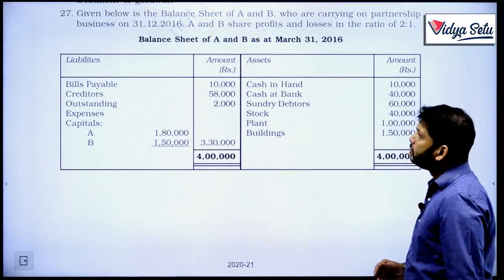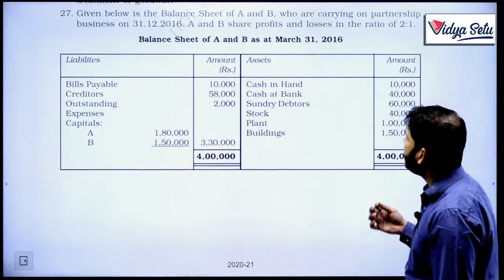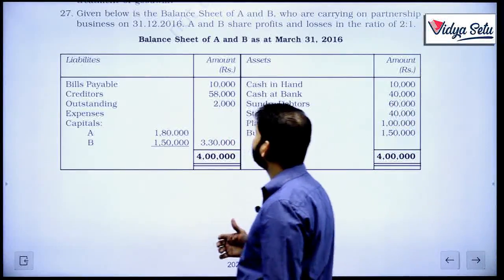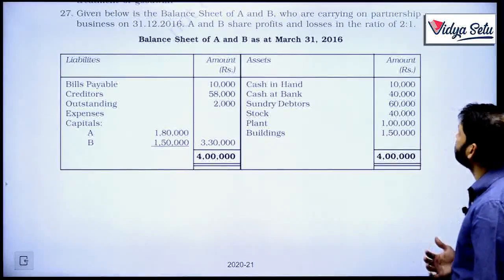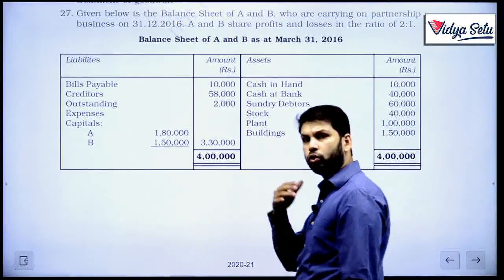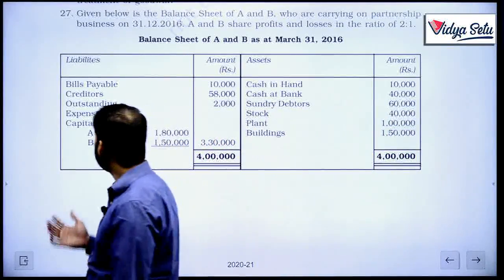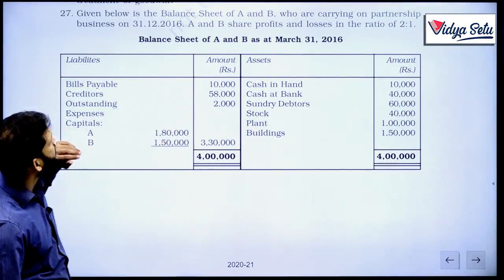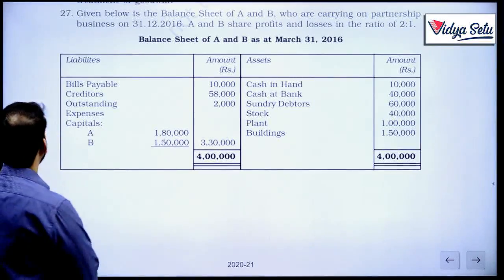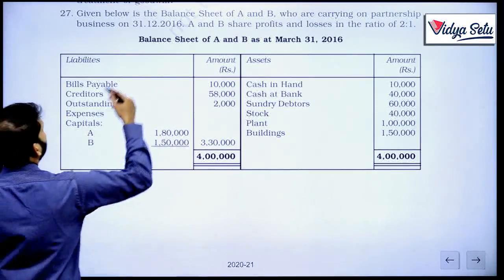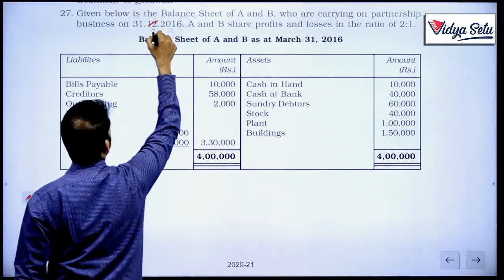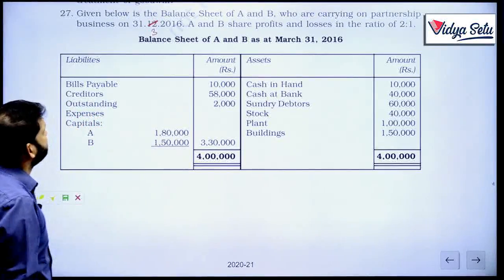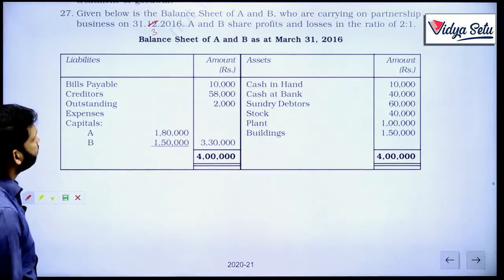Let's look at it. The given below is the balance sheet of A and B who are carrying on partnership business on 31/12/2016. A and B share profits and losses in the ratio of 2:1. So our old ratio is 2:1. Let's look at the liability balance sheet of A and B on 31st March 2016. Now see all of you, there is a slight mistake. It should be March, because the balance sheet is 31st March 2016. Yeah, let's look at the balance sheet.